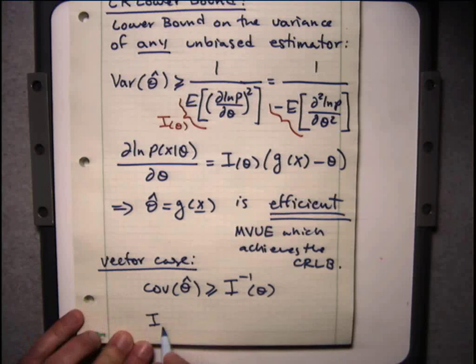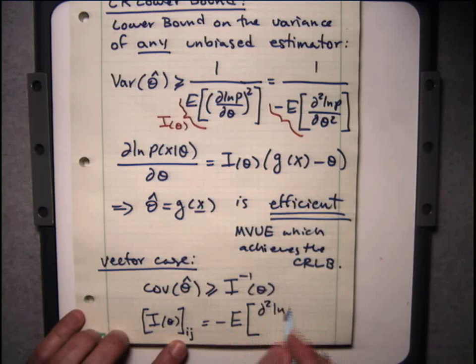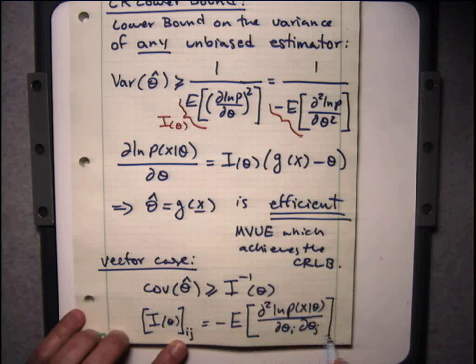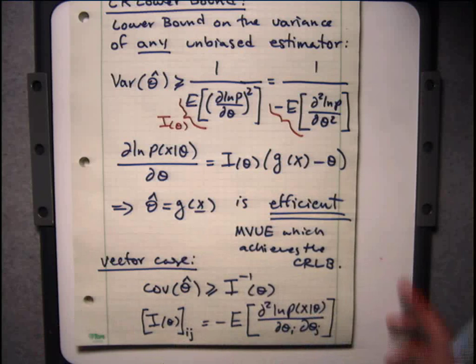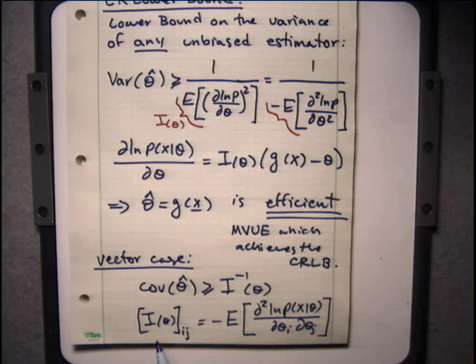The Fisher information matrix, the ijth element of the Fisher information matrix, is minus the expected value of this second derivative, d theta i, d theta j. Okay? So mixed partial derivatives of p with respect to the ith and jth element of the vector theta gives you the ijth element of this matrix. Okay.